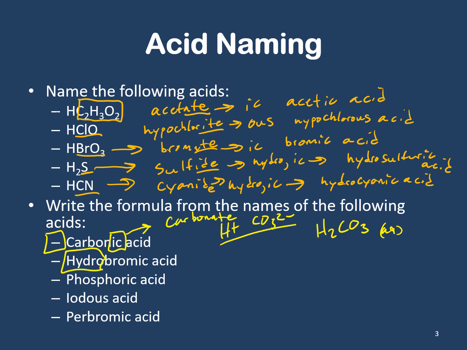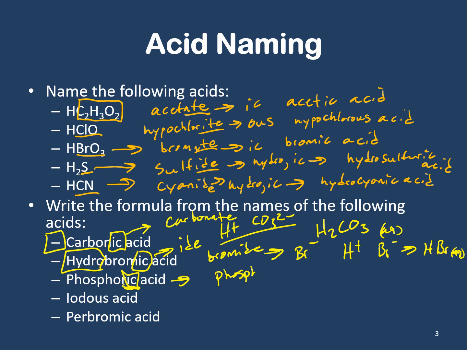For hydrobromic acid, this must mean that we ended in IDE, or in other words, this is bromide, which means Br minus. So H plus and Br minus gives me HBr aqueous. IC, again, no hydro. This must have been phosphate, which means PO4 3 minus. So H plus and PO4 3 minus come together to give me H3PO4 aqueous. We always have to use the aqueous symbol when we're naming an acid.